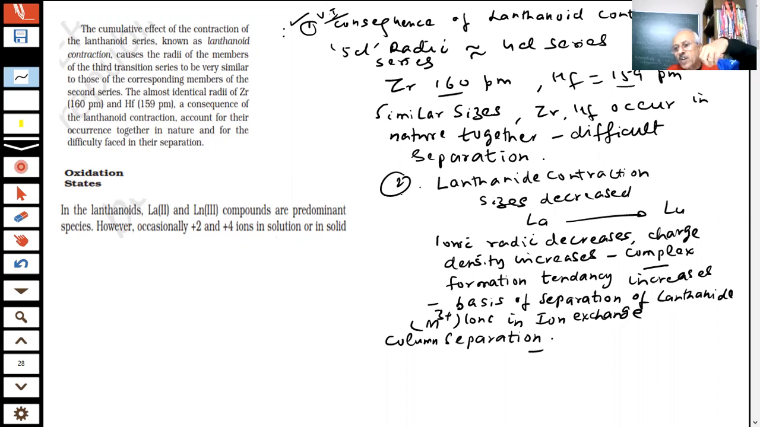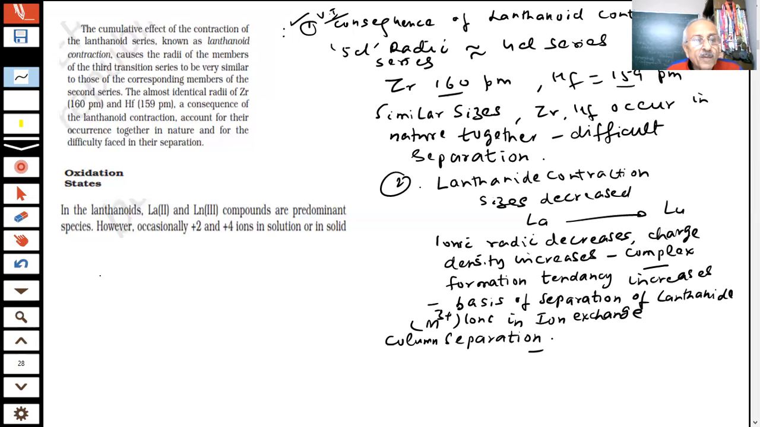So you pass it through a column, student, and the one which has the smallest size will be the first to come out, because it has more tendency to form the complex. Therefore, this is the most important property for the exam, and will be repeatedly asked in the papers, students. You have noted down? Yes, sir. Separation is a very, very important question and is asked in many cases.